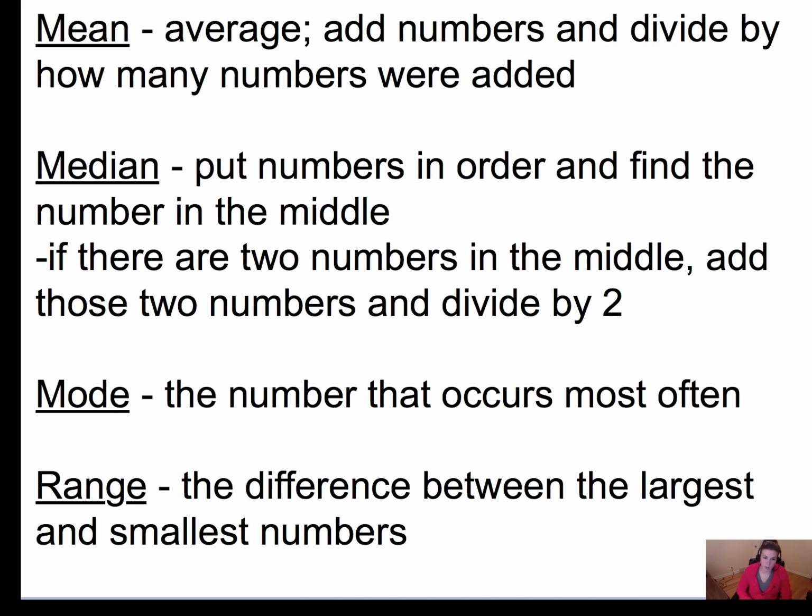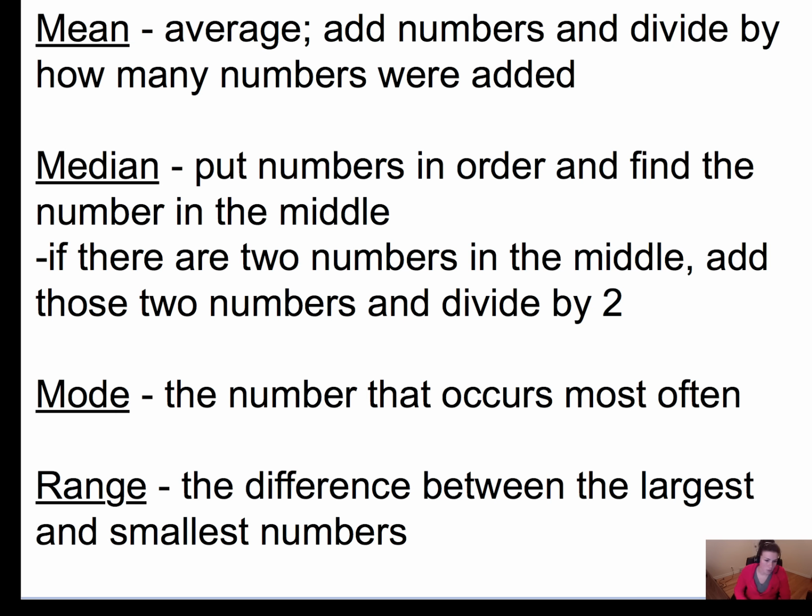Median, you have to be careful here to put the numbers in order first. Then you find the number that's in the middle. Sometimes you'll have two numbers in the middle, and in that case you would find the average of them. You would add those two numbers and then divide by 2.